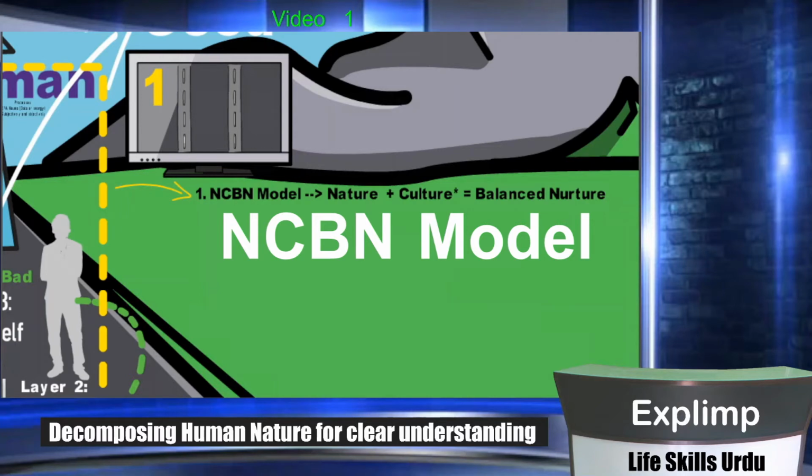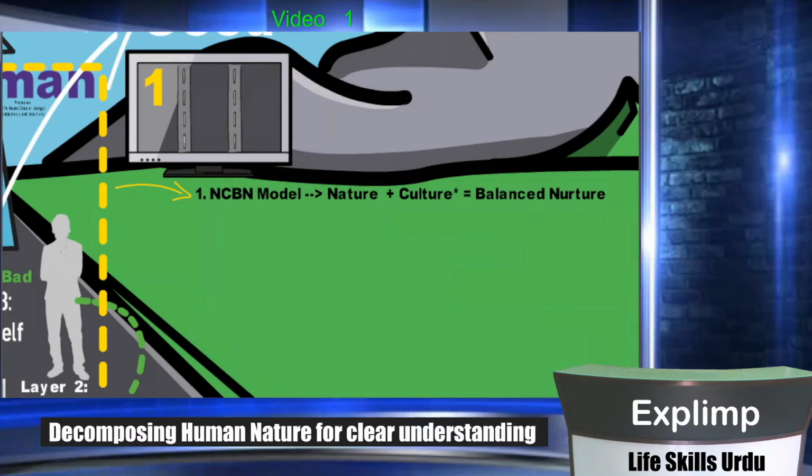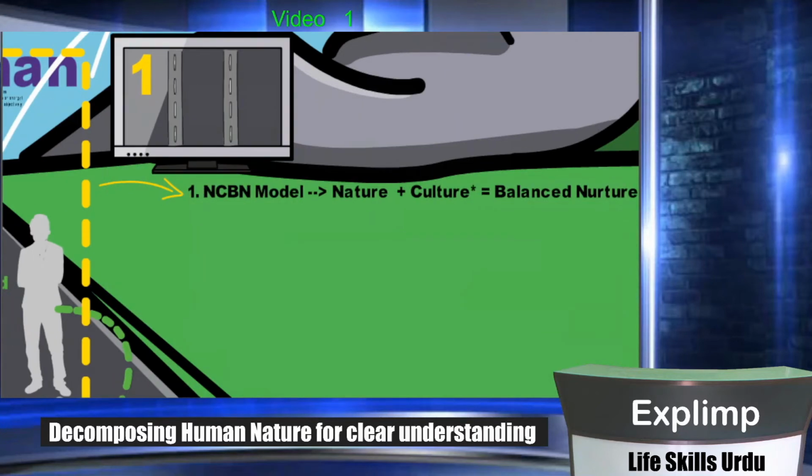First of all, it stands for nature plus culture star is equal to balanced nurture. Now I have put a star with culture because this is not the culture which is being taught in our schools or subject books. This is a whole new world. We try to connect this nature and culture together so that we could get a balanced nurture of human being. So this is the model. We will make a separate video on this NCBN model. Please keep watching.